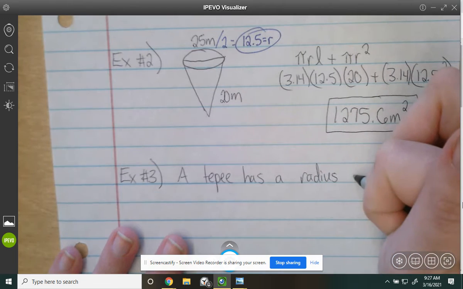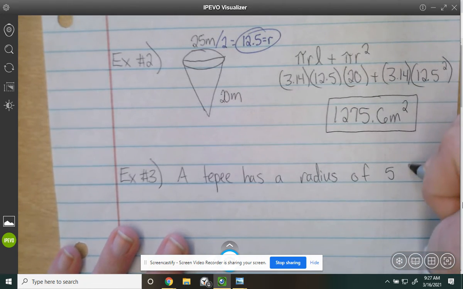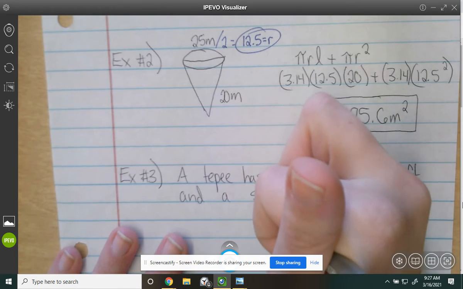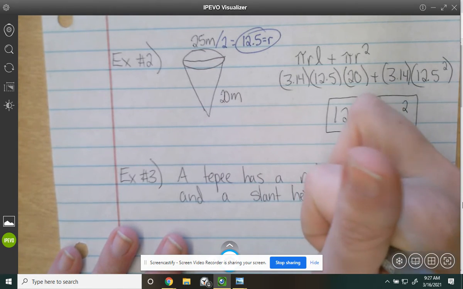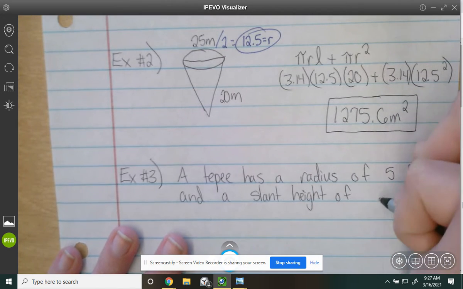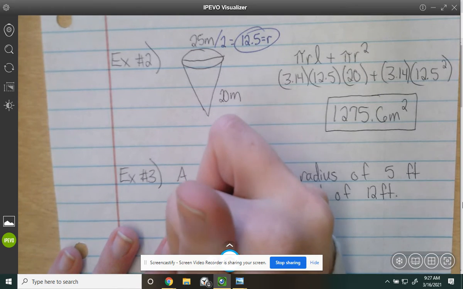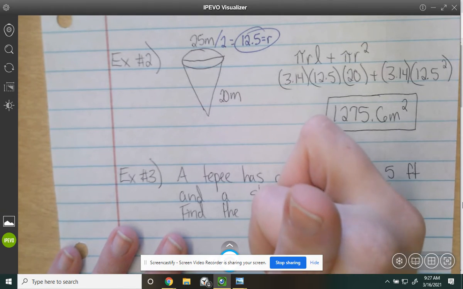I've already written this out. TP has a radius of 5 feet and a slant height of 12 feet. Find the surface area.